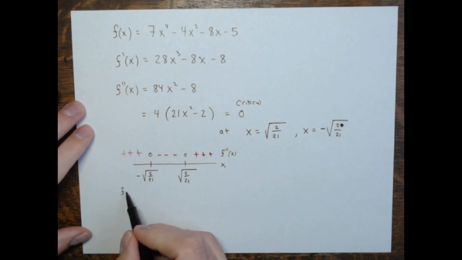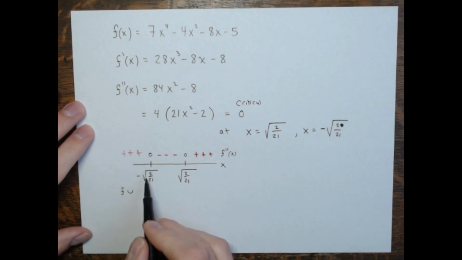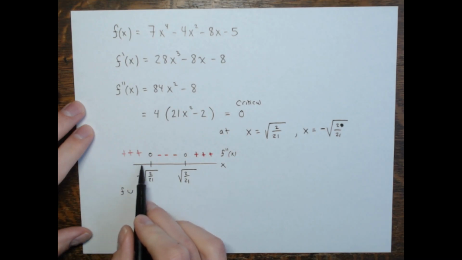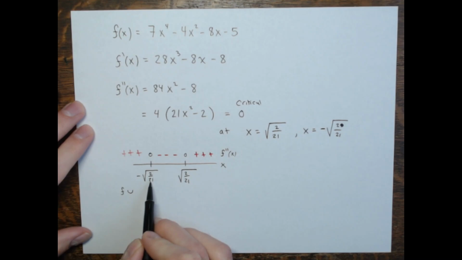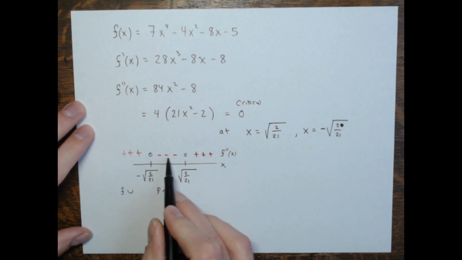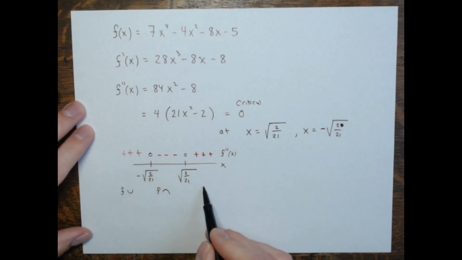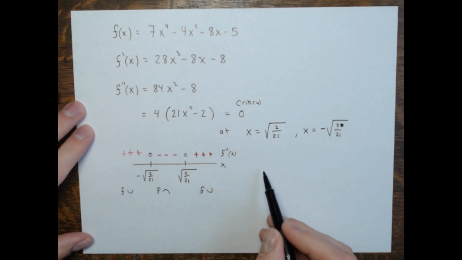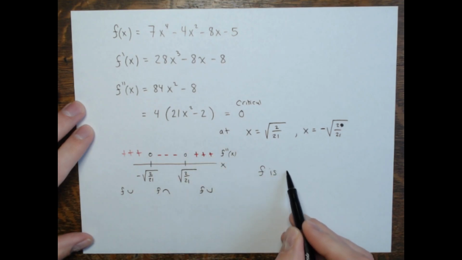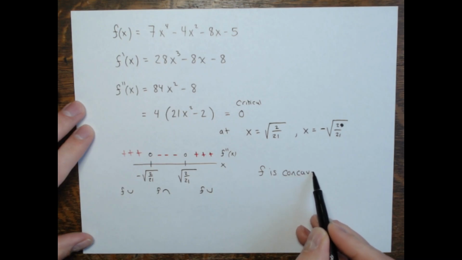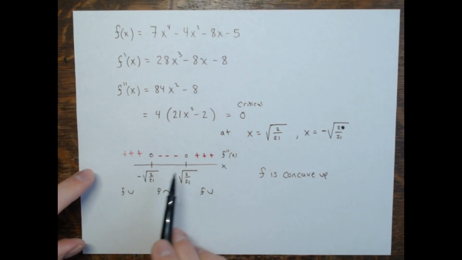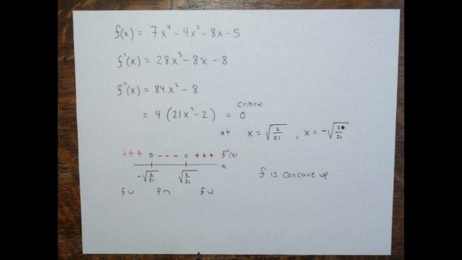So our original function is concave up from negative infinity up to this negative square root of 2/21 value. Then f is concave down between the two, and then concave up again to the right. So here's what I'm going to be entering. And they're not connected this time, right? You saw in the last example, if they're connected, you connect them because polynomials are continuous.